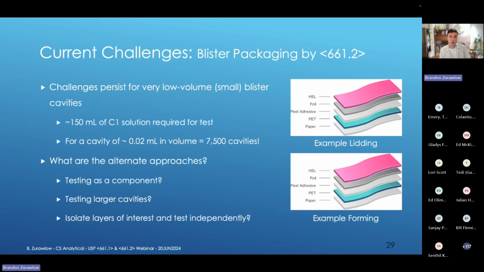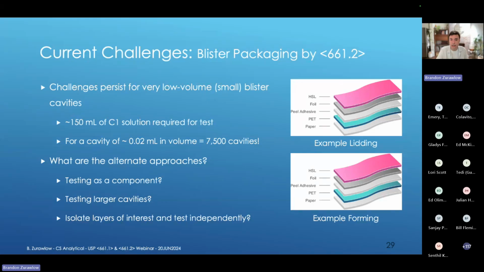What is the chance that I'm going to actually recover 20 microliters from 7,500 cavities? And also, is there a risk of potential interference or contamination from that rather extensive process? Can that even be done within 4 hours, which is the limit of the test solution that it is good for? So from a routine testing perspective for small volume blister cavities, this isn't really an ideal scenario. And what are the alternate approaches?